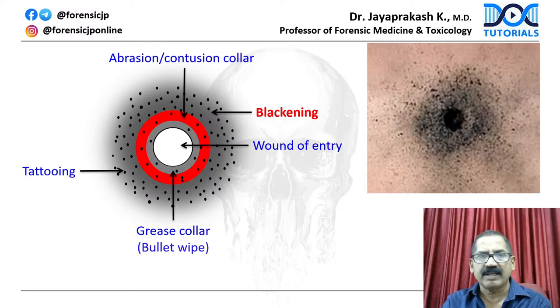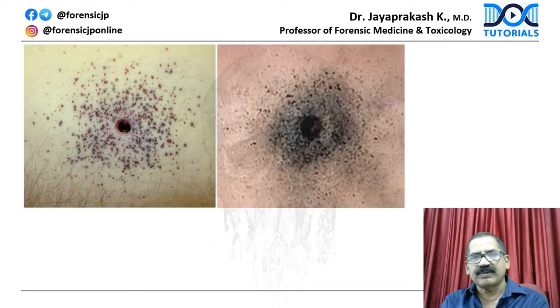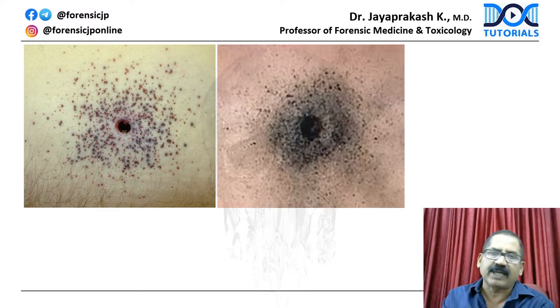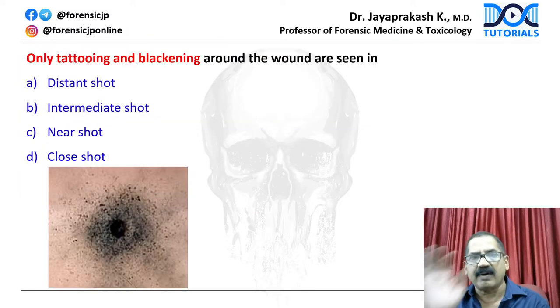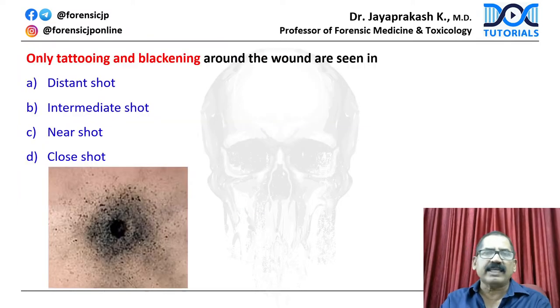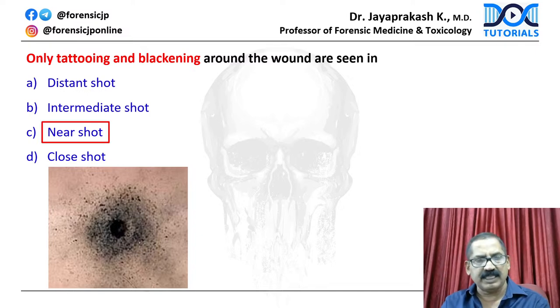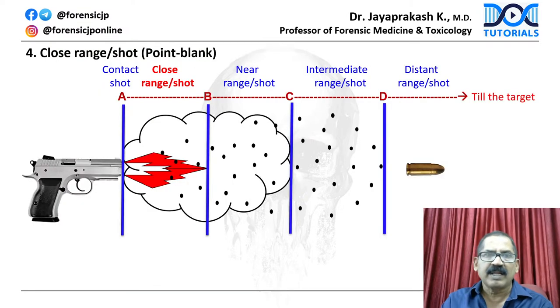Now, how to differentiate between intermediate shot and near shot? In the first picture, intermediate, you can see wound of entry with tattooing. Second picture, wound of entry, tattooing and blackening. Tattooing and blackening around the wound are seen in near shot.